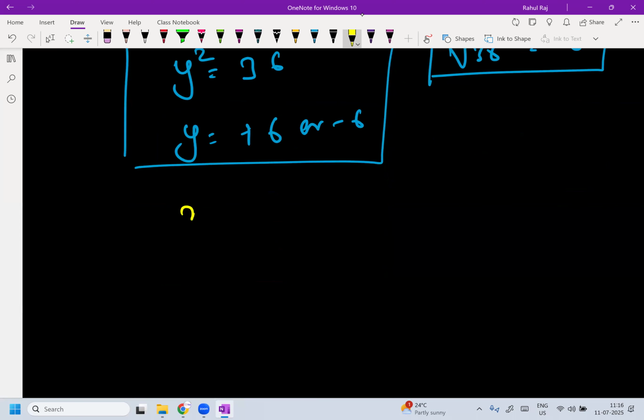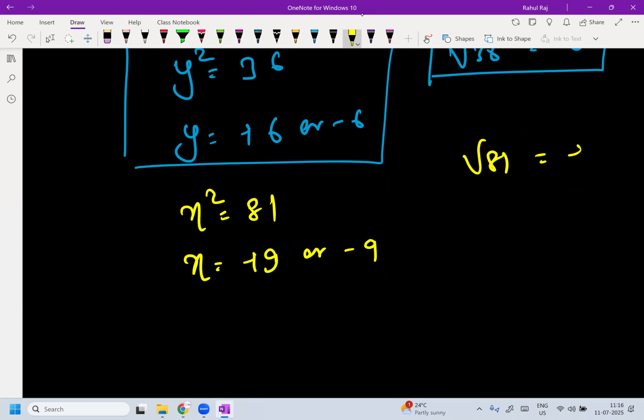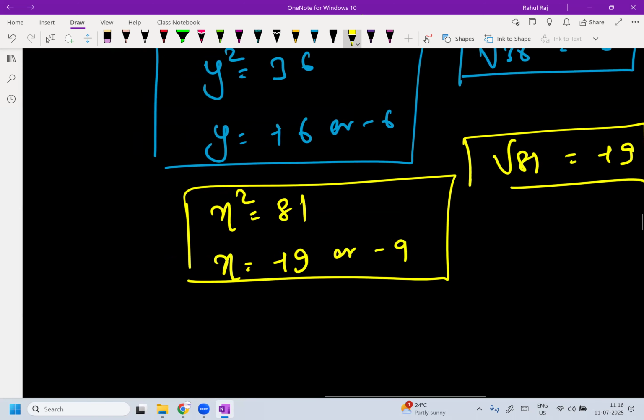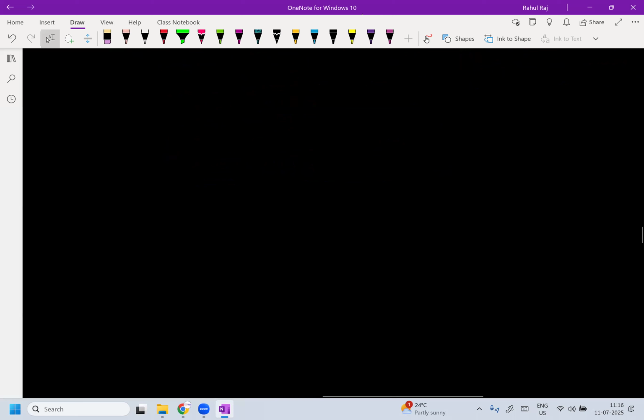Imagine if I say x square is equal to 81. x can be plus 9 or minus 9. But if it is just root 81, it has to be plus 9. That's it. Understand, these are two completely different scenarios. Am I making complete sense, Shweta? Any problem? No. That's beautiful.